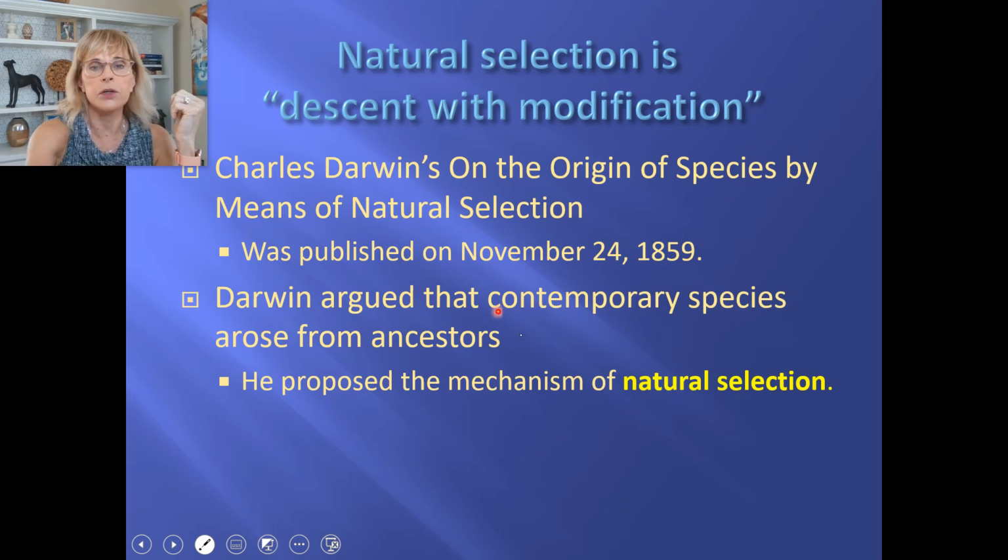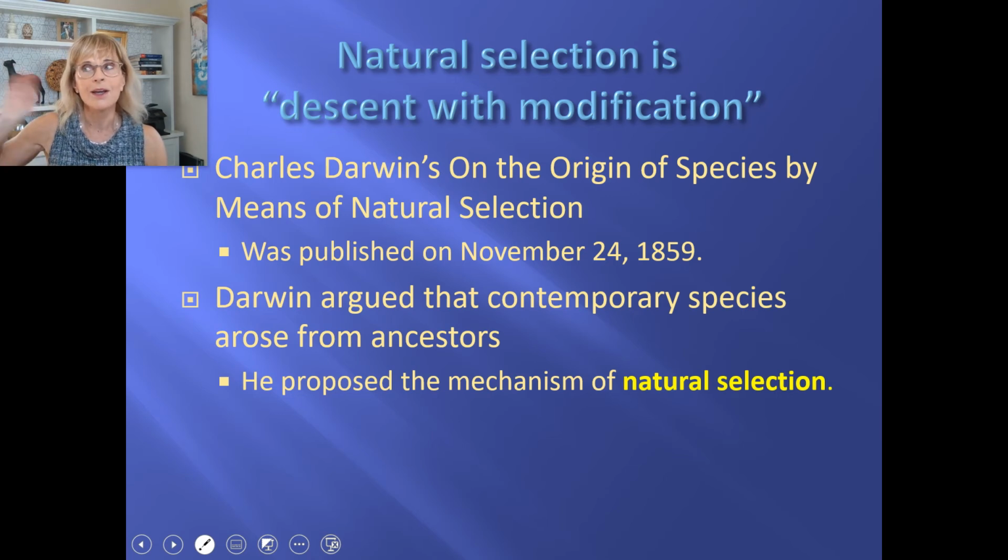Now, Darwin argued that contemporary species arose from ancestors. So he would have looked at all of those praying mantises that I showed you and said, okay, this one that I see in my garden, that's going to be the ancestors. And these other guys that live in different areas, they arose by a mechanism that he named natural selection.